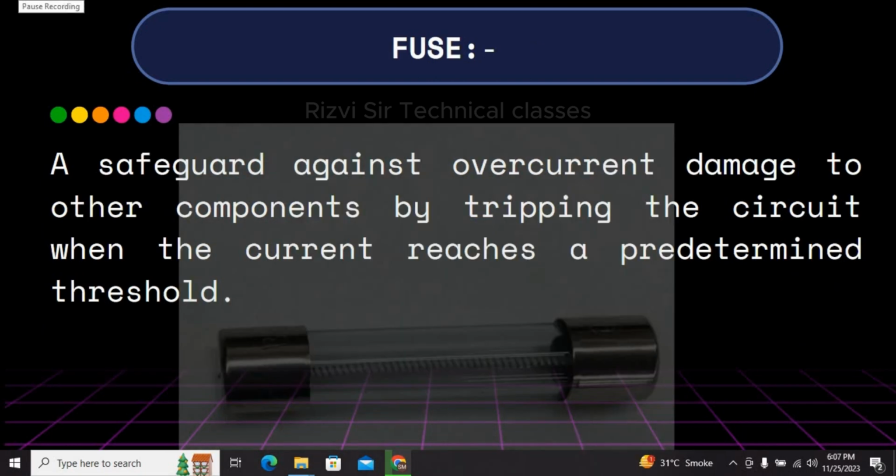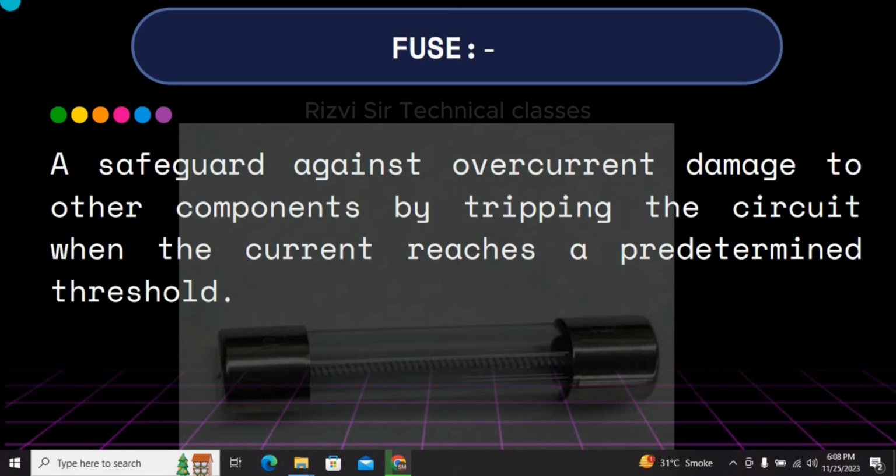What is a fuse? A fuse is a protective device used in electrical circuits to interrupt the flow of current when it exceeds a safe level. It consists of a thin wire or material strip that melts or breaks when too much current passes through it, thereby preventing damage to the circuit or electrical equipment from overheating or short circuit. That's the role of fuse.